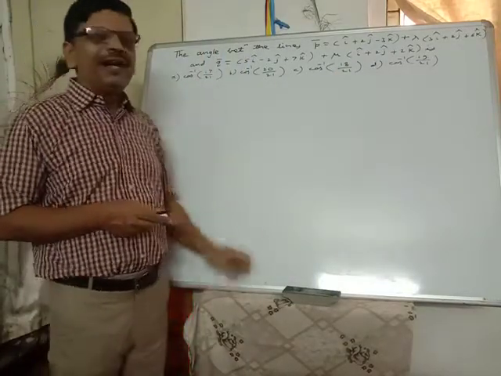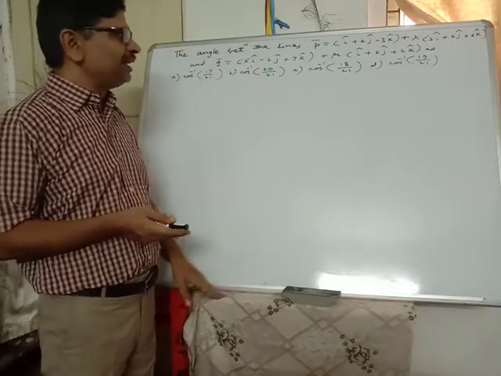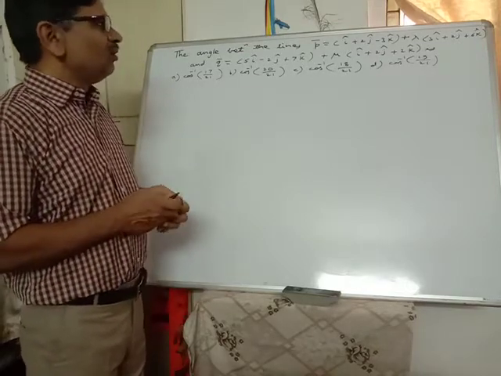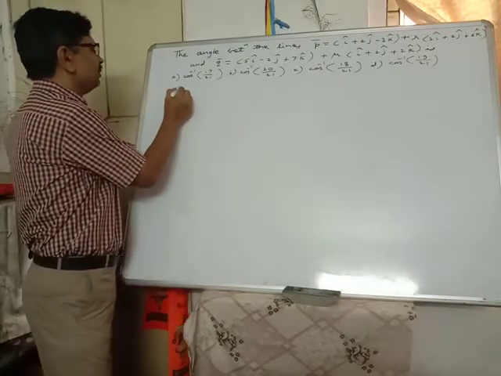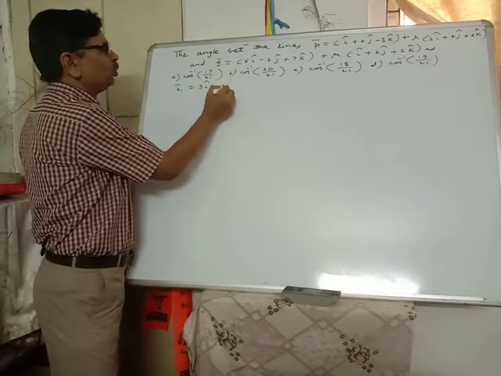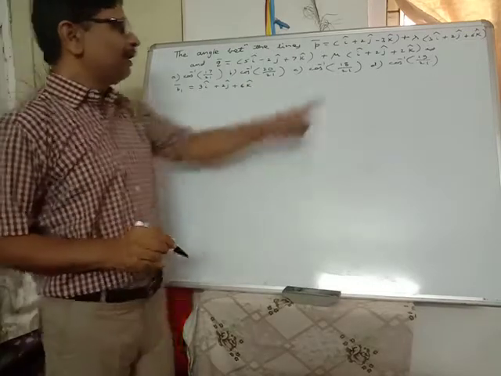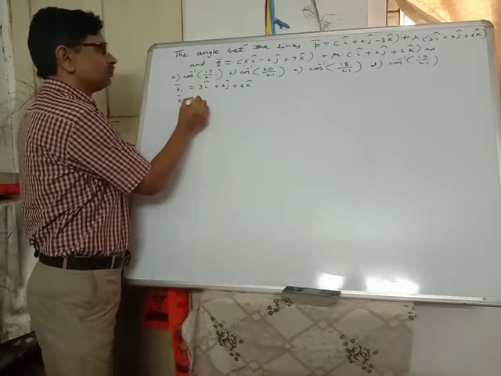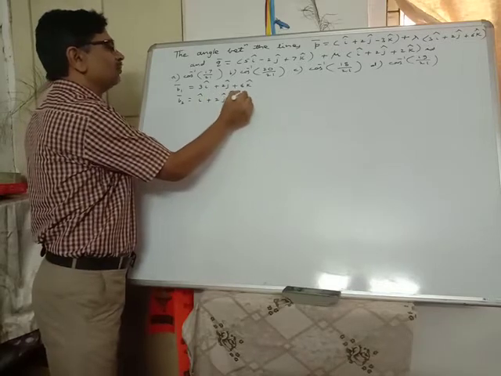Now as we have to find the angle between lines, it is sufficient to find vectors parallel to the lines. Vector parallel to the first line we shall denote by b1 bar, 3i plus 2j plus 6k. Vector parallel to the second line we shall denote by b2 bar, i plus 2j plus 2k.